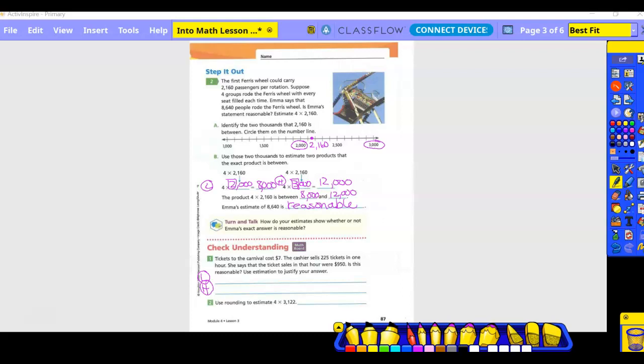Now, we need to decide on this one, are we multiplying or are we dividing? Multiplying because she has $7 per ticket, right? And in 1 hour she sells that many. So we need to multiply, right? What are we going to multiply by? 7. Let's call our information. So 7, and then she sells this much, and then she thinks that it was about $950, and they want to know if it's reasonable or not. Okay, so times 7.